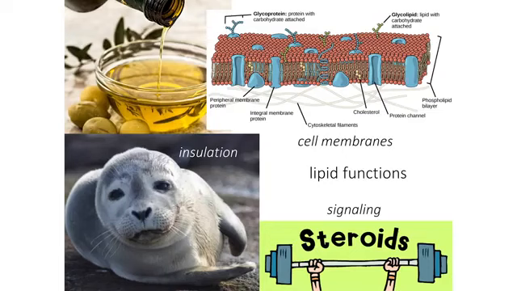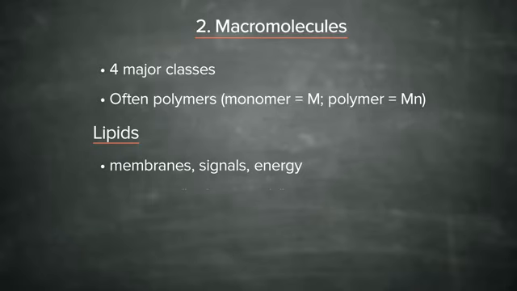Lipids do a whole bunch of things. They make up the cell membranes that keep cells intact. They do things like insulate seals. They are part of the whole signaling circuitry aspect of cellular function, and they are also the way that energy is stored in our bodies to a very large extent. Lipids have certain key characteristics that you should know.